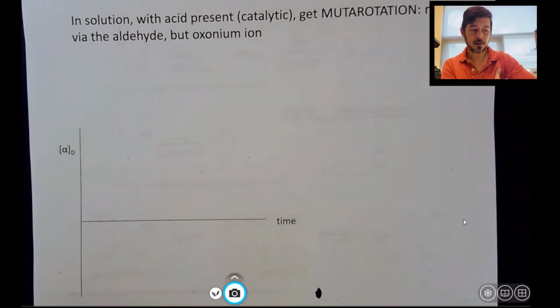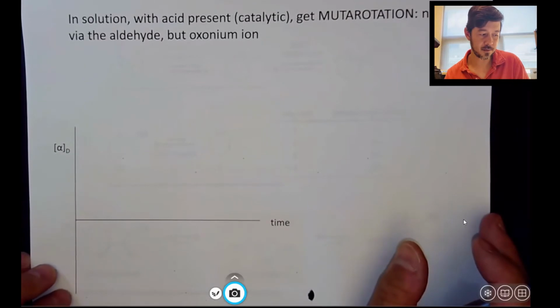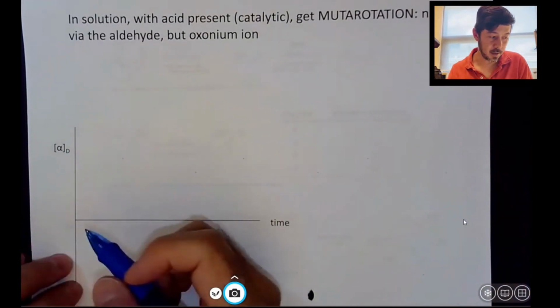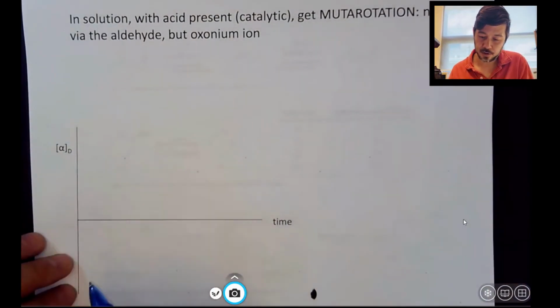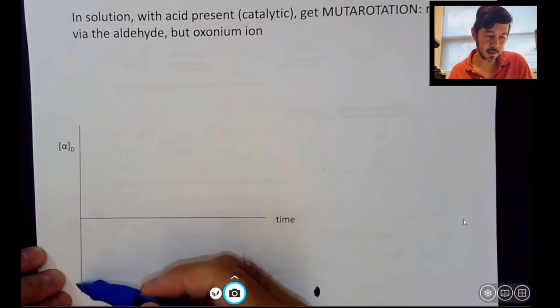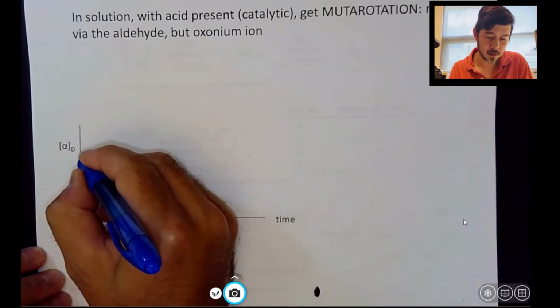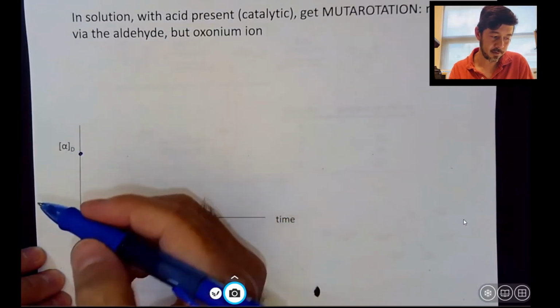So in solution with catalytic acid present, just something to transfer protons, you get something called mutarotation. So what is mutarotation? All right, so what we're going to do is plot our optical rotation as a function of time for both of these molecules, and look at what happens as a function of time.